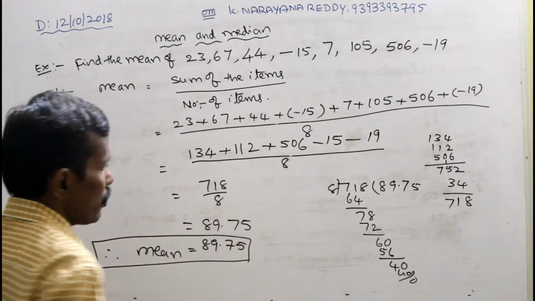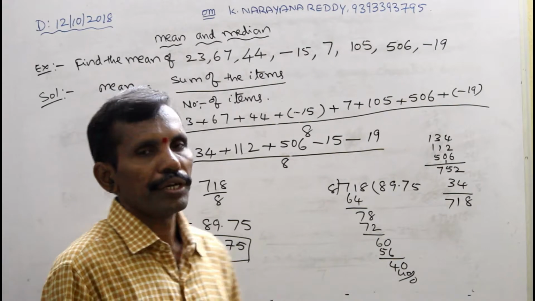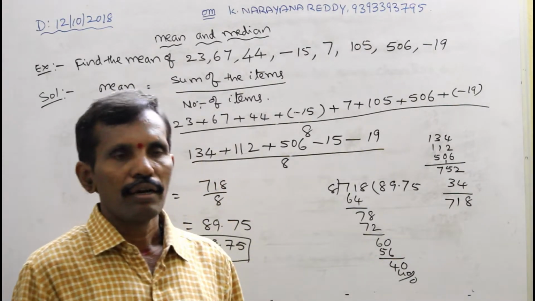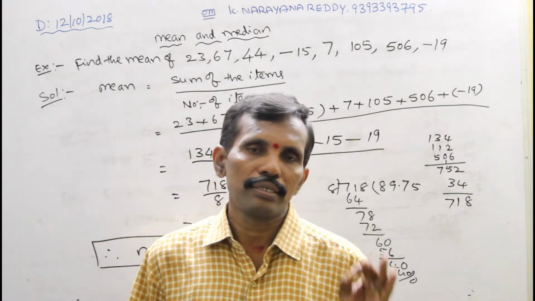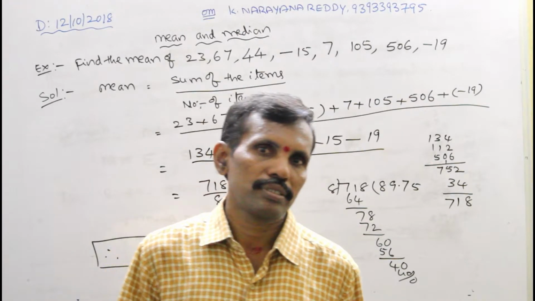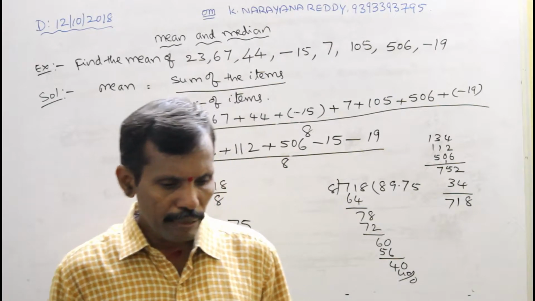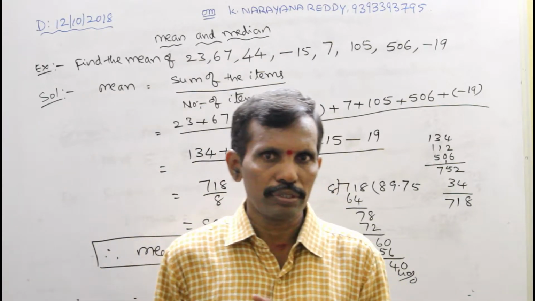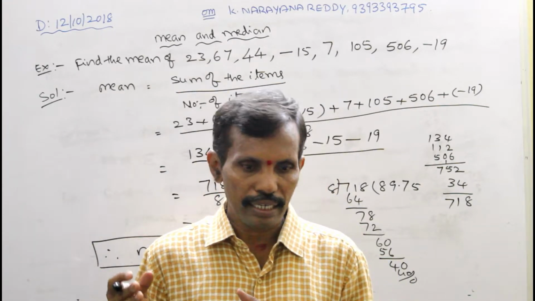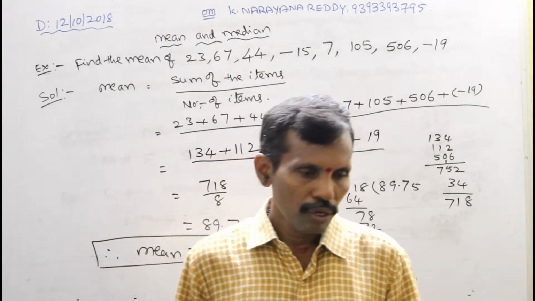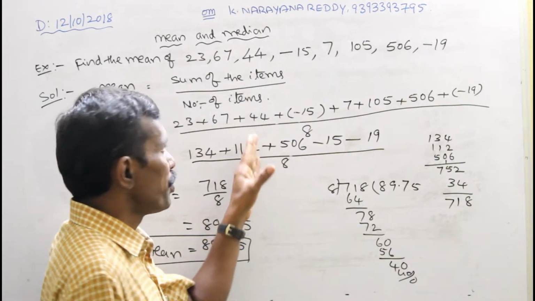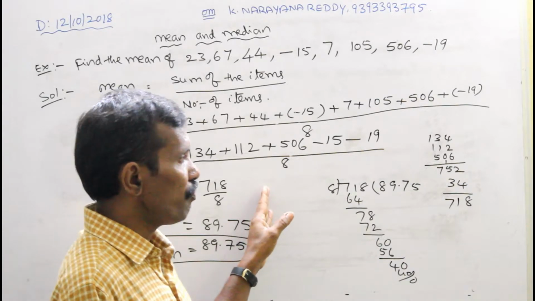Okay. In this way you can find the mean of the given data values. Mean is nothing but sum of the terms by number of terms. Whenever we get tables, there is another formula we can use. Some statistical tables, I will do in future classes. Generally, this is the mean of the given data values.